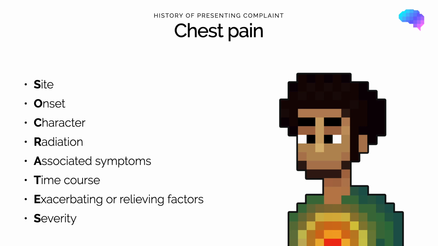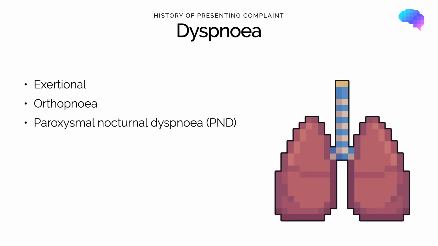So if a patient presents with acute coronary syndrome and they report their chest pain as 8 out of 10, and then you administer some morphine and GTN, and they then report their pain as 2 out of 10, that's helpful information. The next symptom we're going to cover is dyspnea, which is also known as shortness of breath.